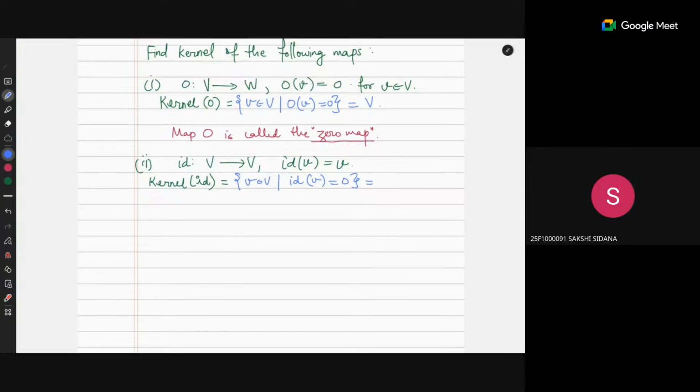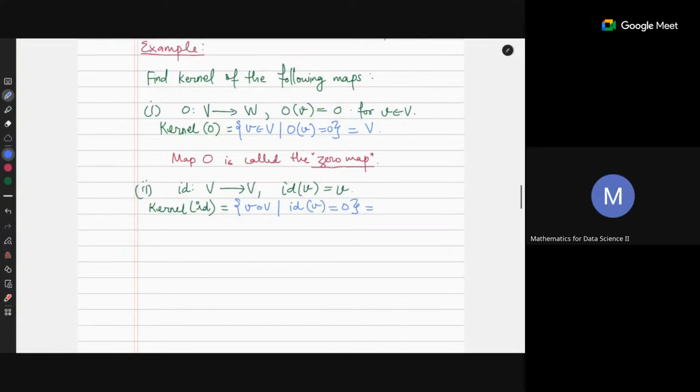Excuse me, sir. Yes. Sir, can you once again tell what is ID written here? I got distracted during the class. ID is the definition of this function, the symbol. Okay. Should it be V? I mean the V itself. Is it V?